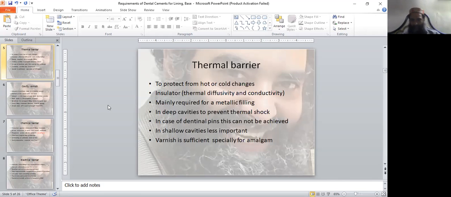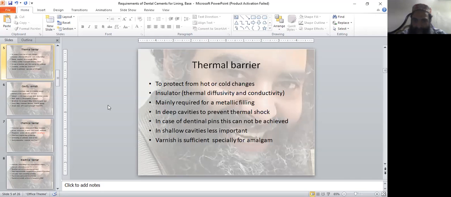So these are the dentinal pins. Many types nowadays, stainless steel, fibers, and even titanium pins are also available. And you can make your own pins through CAD/CAM.